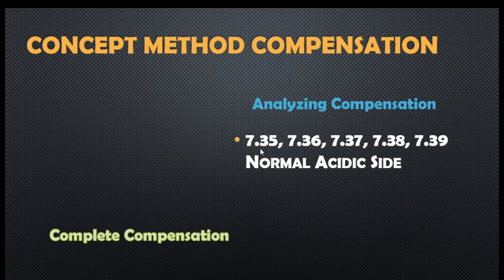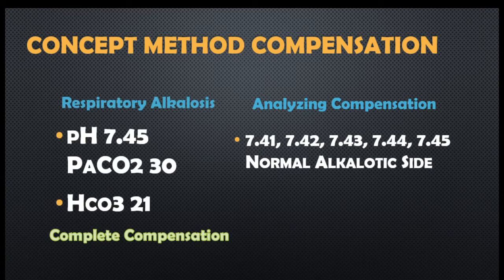It means that values from 7.35 to 7.39 are what we call the normal acidic side. Although it's a normal pH value, it is more on the acidic side. Okay, remember that one. Next, we have the normal alkalotic side. So if you have a pH value from 7.41 to 7.45, that's what we call the normal alkalotic side. So although it is normal, it's leaning toward the alkalotic side.